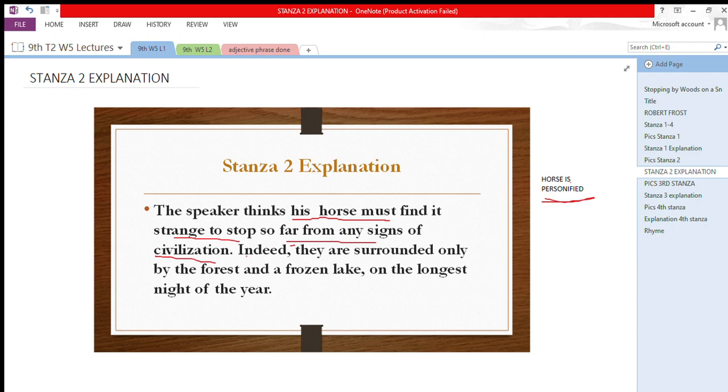So he is depicting the feelings of his horse. Indeed, undoubtedly, they are surrounded only by the forest. They are in the middle of the forest and a frozen lake, and there is no sign of civilization. There is no sign of habitation, and this is the longest and the darkest night of the year. So that's why the horse must think it strange or odd on the part of his owner. Why had he stopped in the middle of the darkest night of the year, when there is no house, no farmhouse, and no habitation around?